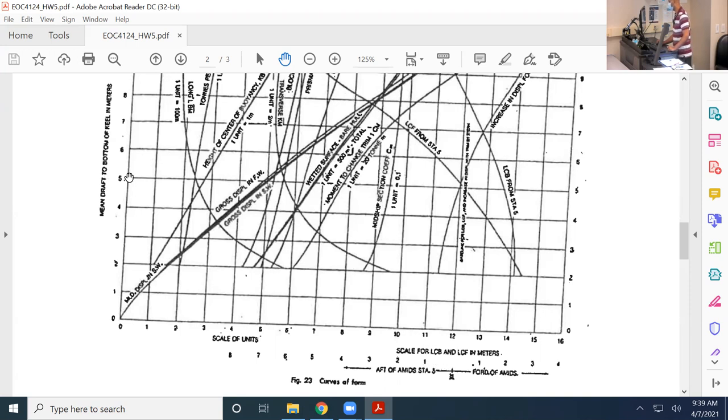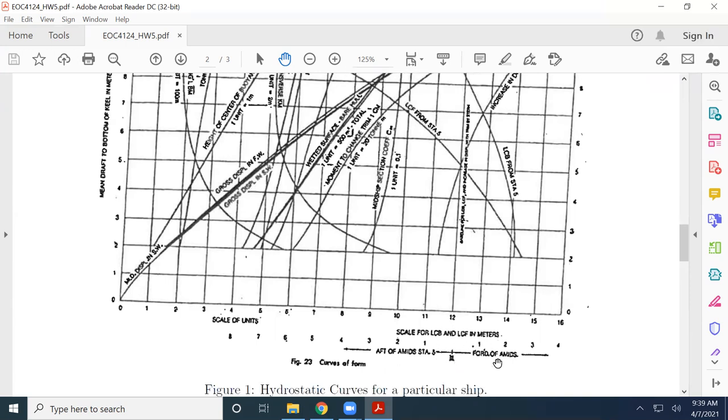If you go to a 5 meter draft, then your LCF goes to right about exactly equal to amidships. Make sense? Oh, okay, so it's distance from midship. Okay, that makes more sense. Yeah, exactly. So that's what it says, aft of amidships and forward of amidships. Okay, any other questions?